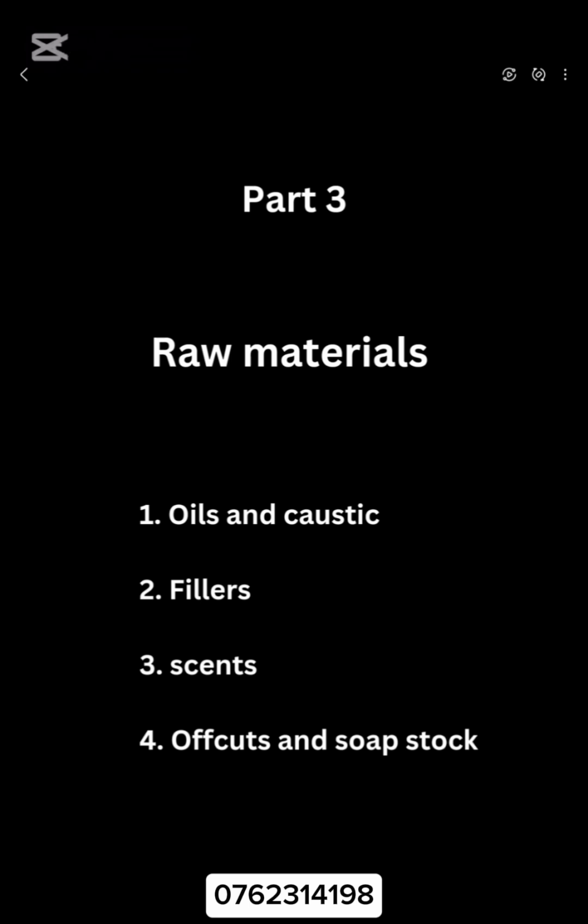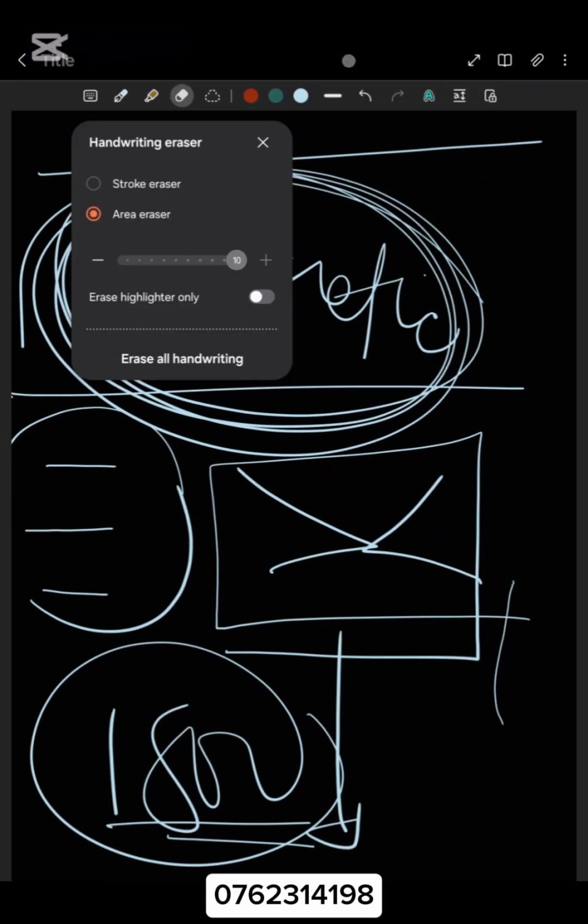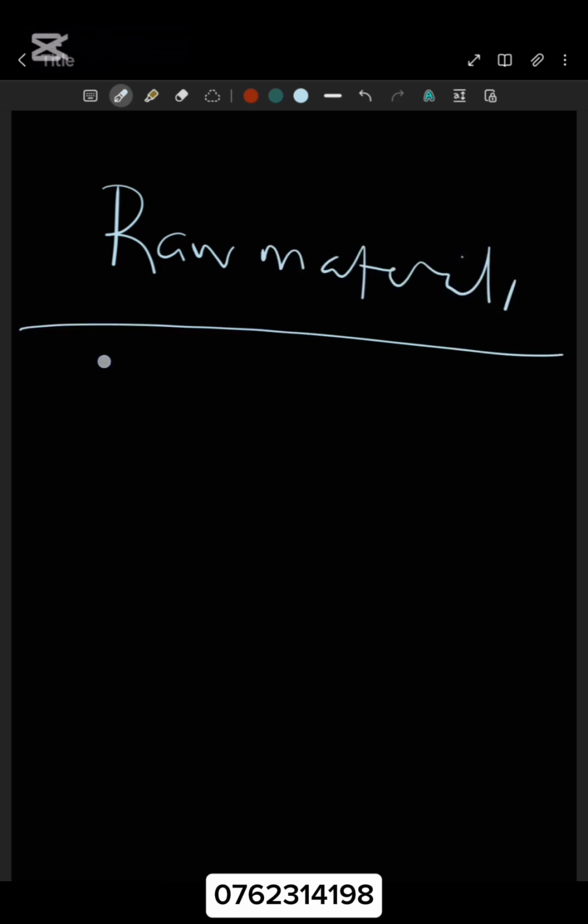Let's go to our board and clear all this. Okay, so we now can start. So, starting with the raw materials for making soap, we have the fats.